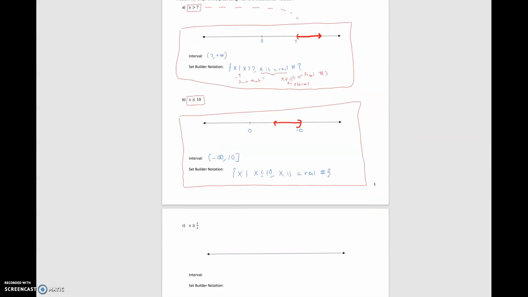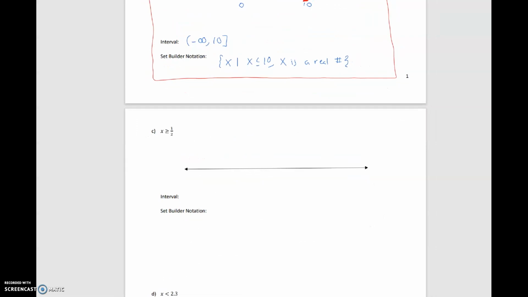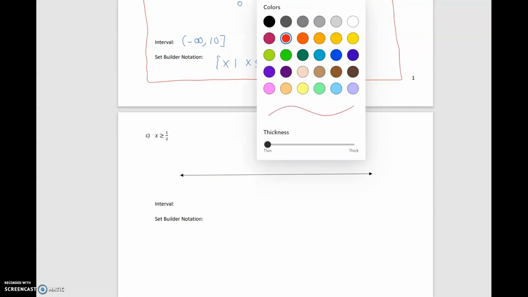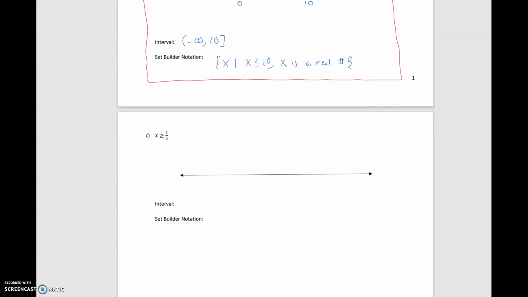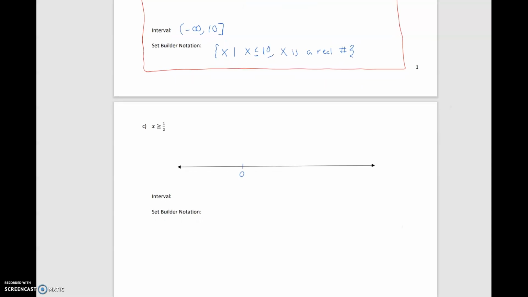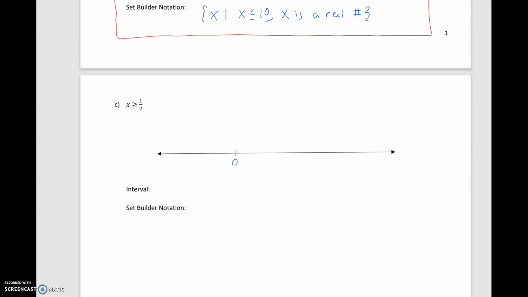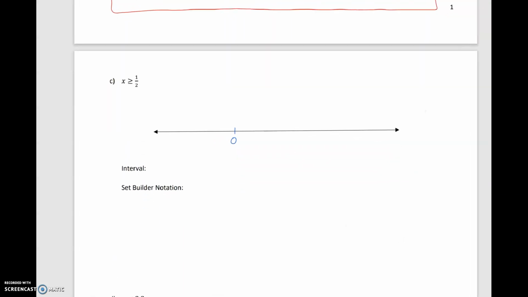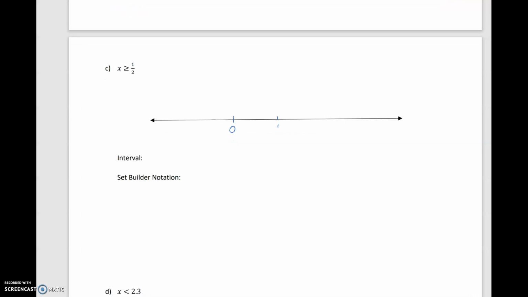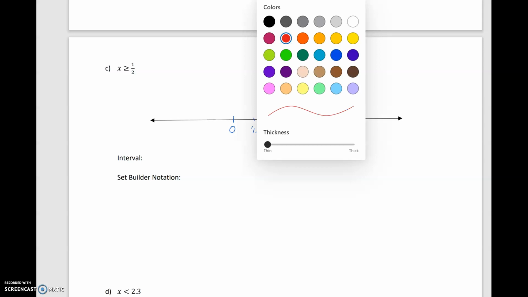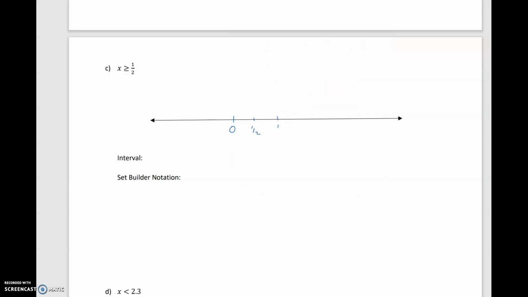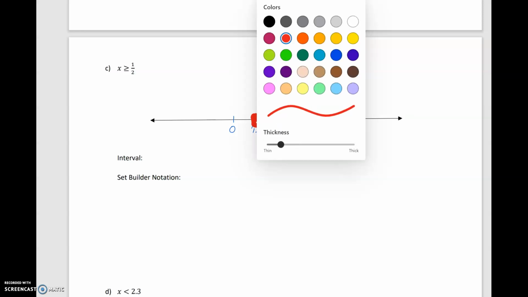Let's move on to problem C. You are going to have some of these that are giving us fractions. We always mention the value of 0 just for reference in terms of position. And then I'm just going to put on this one the value of 1, and then this is going to be 1/2. Now we're looking at the inequality x is greater than or equal to 1/2. So bracket here and every value to the right. That's going to be our solution.